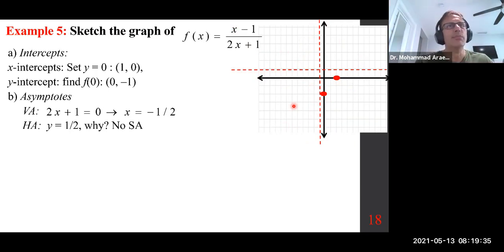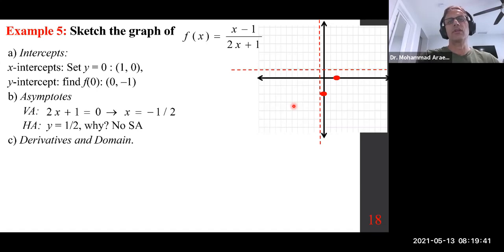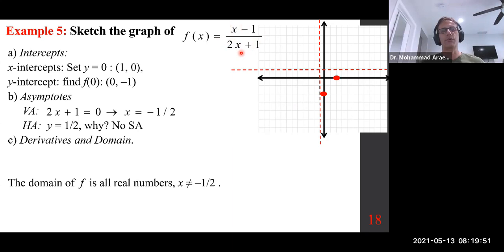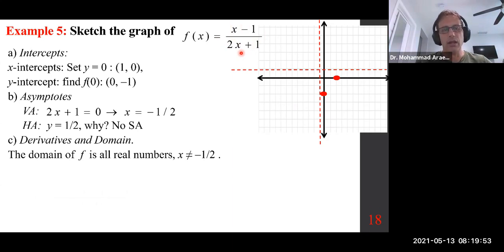So we're done with that, but to add derivatives and domains and so forth, let's differentiate. I'm assuming everybody can differentiate this using the quotient rule. Okay, the top gives you 1 times 2x plus 1 minus the bottom gives you 2 times the top, over the bottom squared. This is f prime g minus g prime f over g squared.